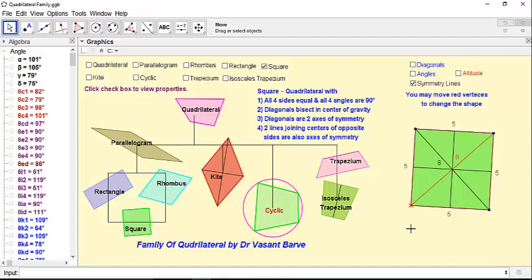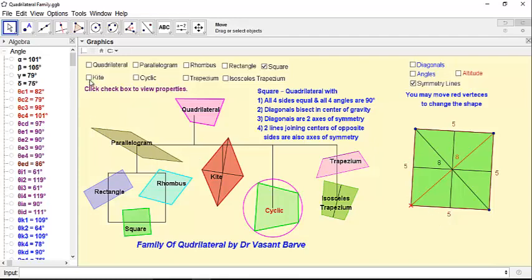Now it's a general rule that if you have a polygon which is regular, then it has symmetry lines equal to the number of sides. That is, if you take an equilateral triangle, it has symmetry 3. If you take a square, it has symmetry 4. If you take a regular pentagon, it has symmetry 5. If you take a regular hexagon, it has symmetry 6.